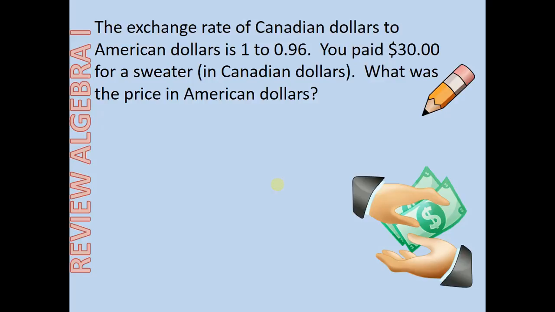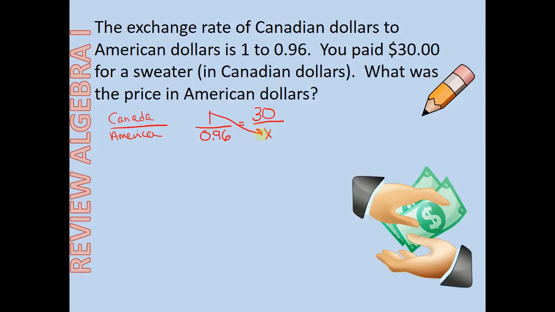So what I'm going to do is set it up so that we are going Canada over America. I know the exchange rate is 1 to 0.96. Well, that is basically a ratio, right? 1 over 0.96. That's Canadian over American. Now let's set that equal to, now we know $30 is in Canadian. They want to know how much is in American, so I know American's X. I know it's 30 for Canadian. Just like that. So then I'm going to cross multiply.